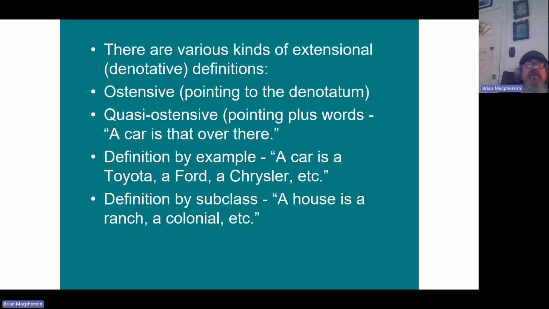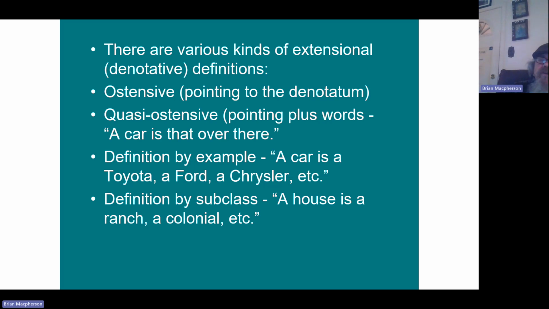So let's look at different kinds of extensional definitions. One type of extensional definition is a pointing definition, right? So if you say, what is a car? And I just point and I say, that over there is a car, then that is an ostensive definition. Quasi-ostensive definitions involve both pointing plus words. So again, if you ask what a car is, I just point, that's ostensive. If I point and I say that is a car, then that is quasi-ostensive because I'm using both language and gestures. There are also definitions by example.